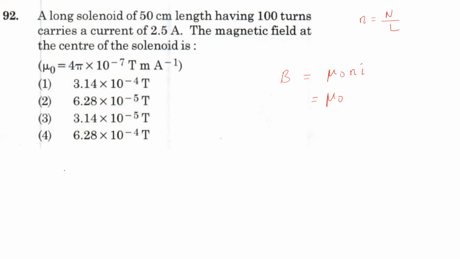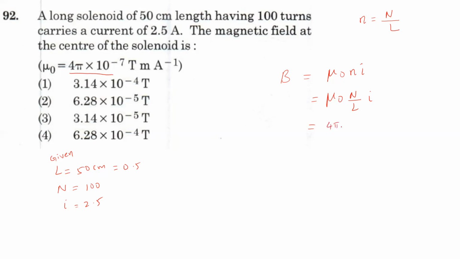Here, given a long solenoid of length 50 centimeter, we convert this into meter, so 0.5. The number of turns given is 100, and the current is 2.5. Now we substitute small n with number of turns per length, multiplied by current. The mu naught value is also given here: 4 pi into 10 power minus 7.